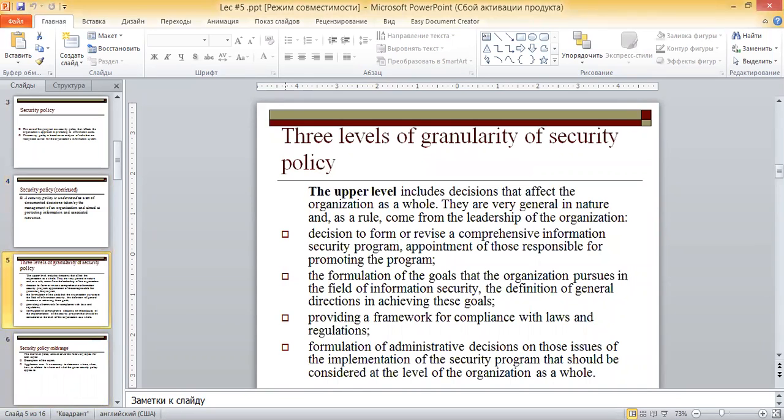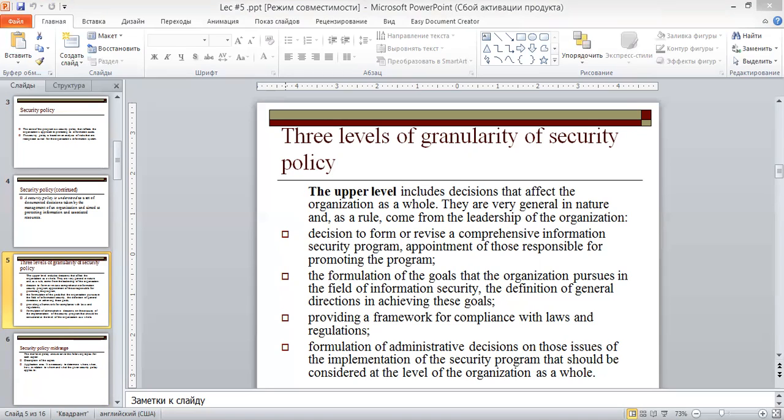Three levels of granularity of security policy. То есть 3 уровня детализации политики безопасности. The first level is upper level, верхний уровень. The upper level includes decisions that affect the organization as a whole. They are very general in nature and as a rule come from the leadership of the organization.